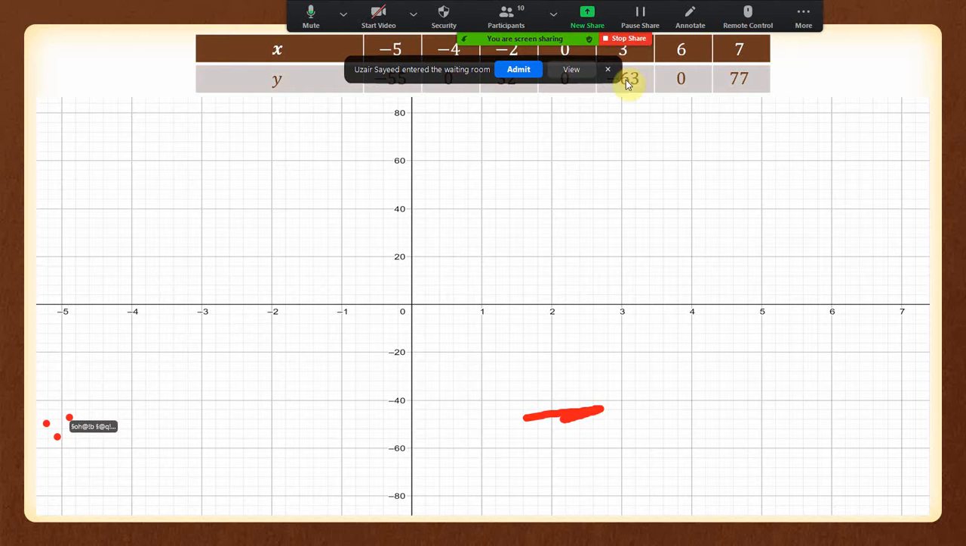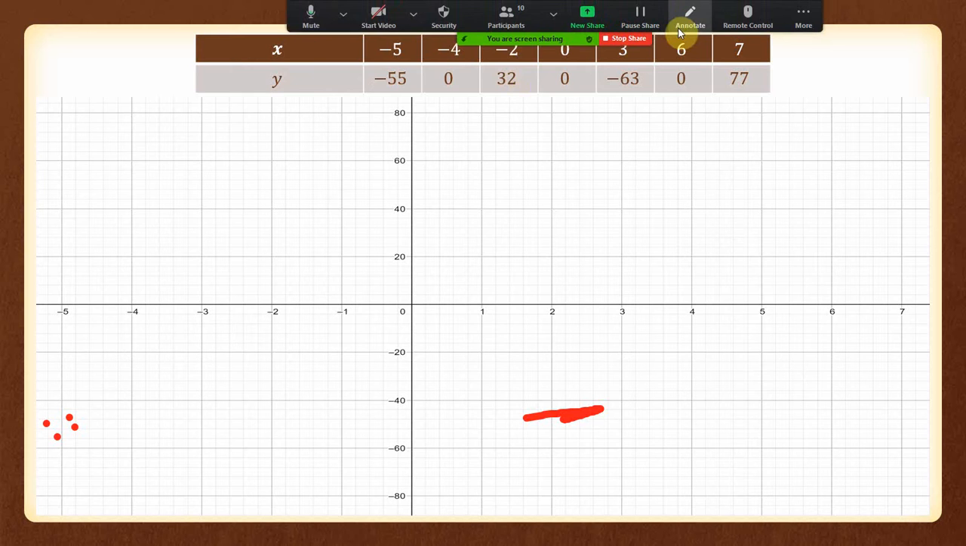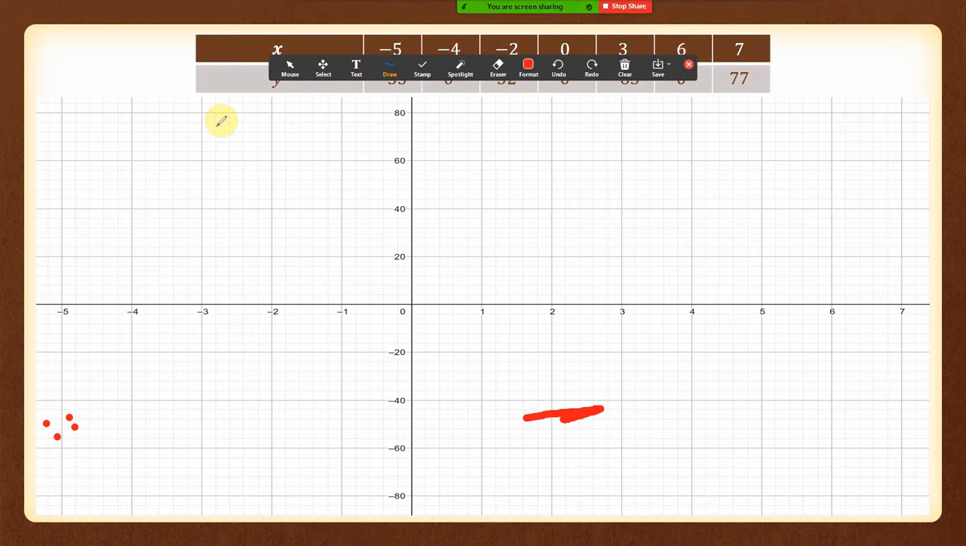Okay, guys, that is the correct answer. Approximately, that is the correct answer because it is clearly seen that along the x-axis we have the value of minus 5, and along the y-axis we have the value of minus 55. And Suhaib Saqib, you have done it accurately. Good job, my friend. Now moving towards the next topic.